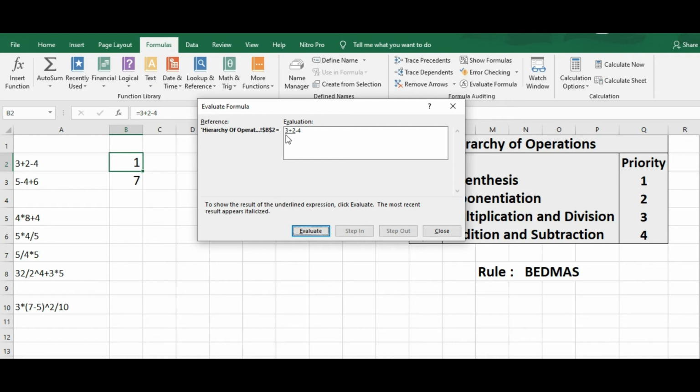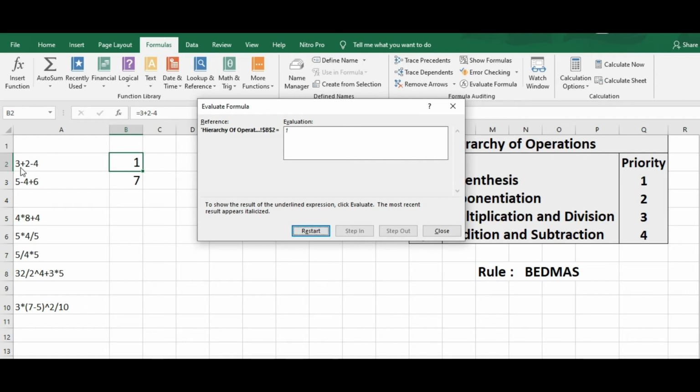The underline means that the operation having the underline will be evaluated first. So 3 plus 2 means 5. Then minus 4. So the result is 5 minus 4, which evaluates to 1. This is the result.